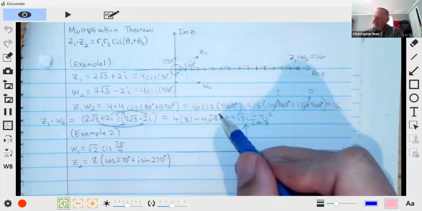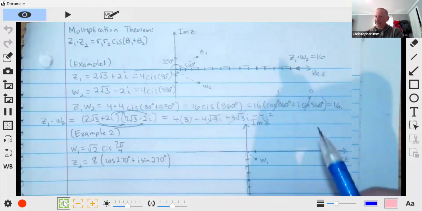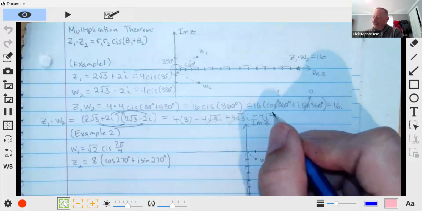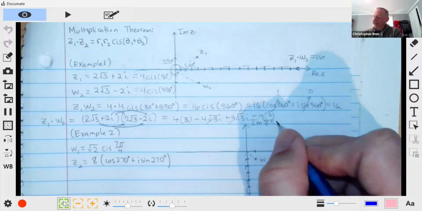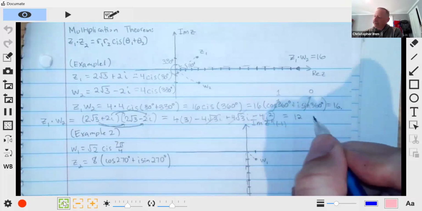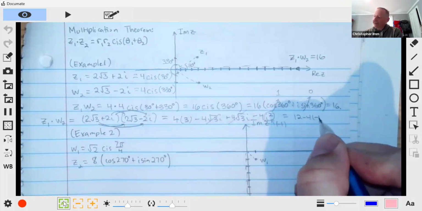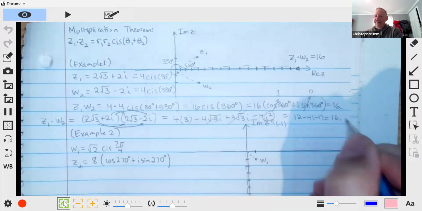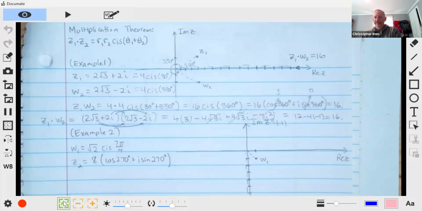These two are going to subtract out, so my number is going to be all real, like we sort of knew that was going to happen, right? And then my i squared, I can plug in a negative 1. So I have 4 times 3 are 12, minus 4 times negative 1, which would be 12 plus 4 or 16. So we get that number back.